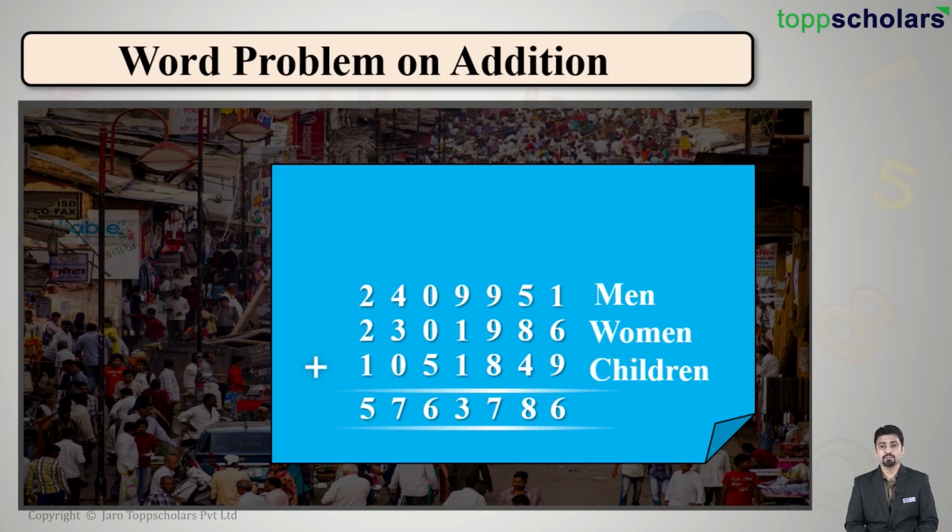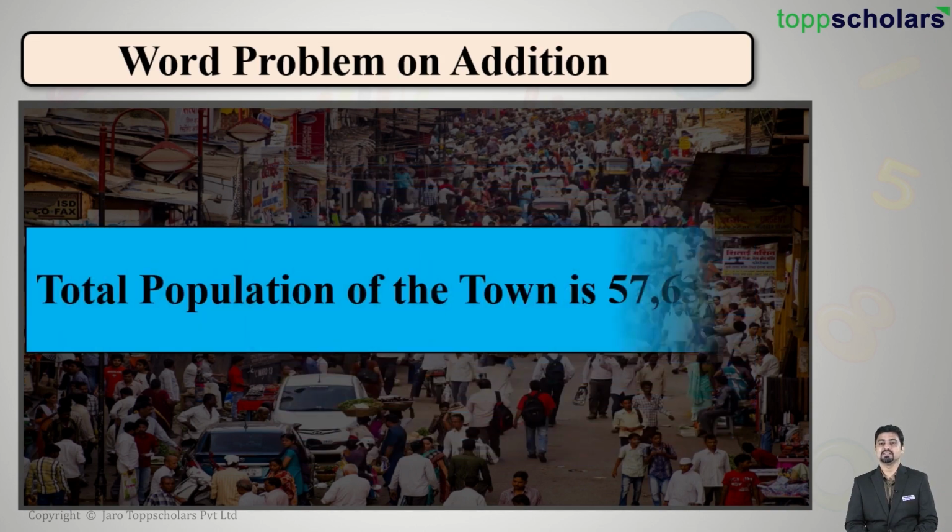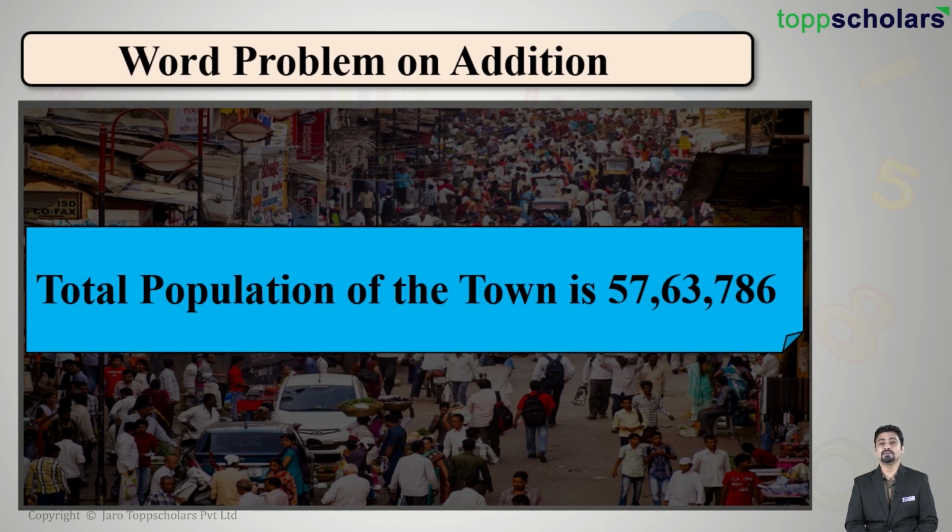What is the total population therefore? Yes, the total population of the town is 57,63,786. This is how you will be using addition to solve word problems.